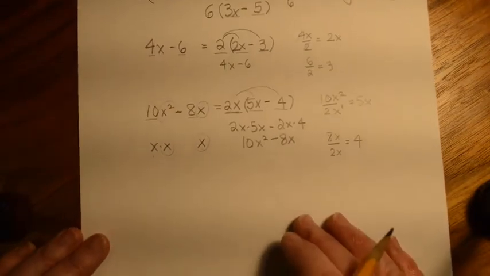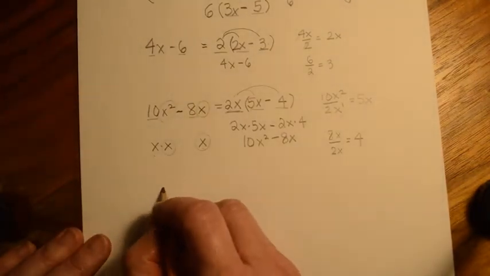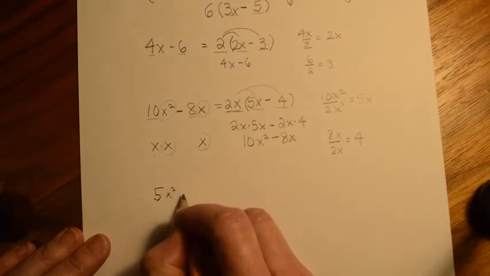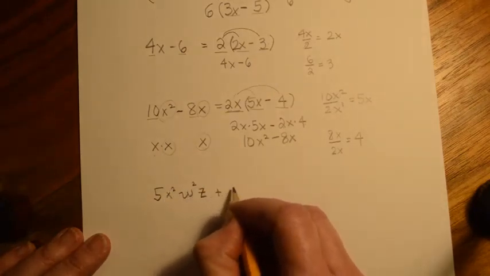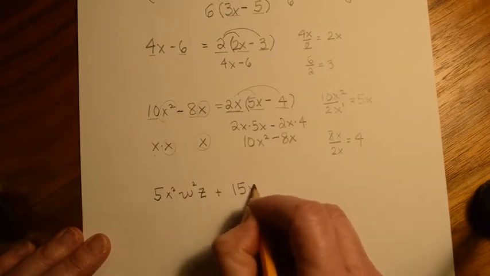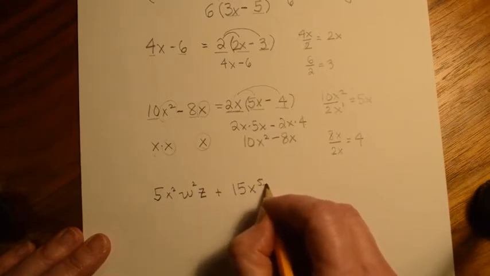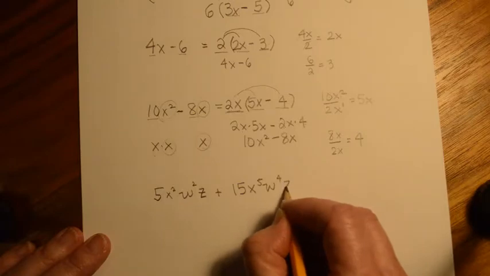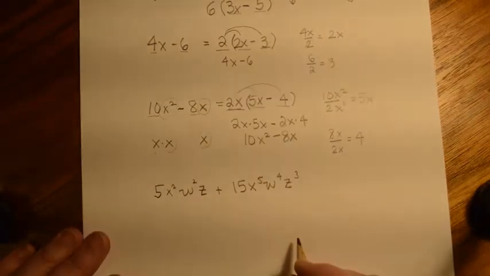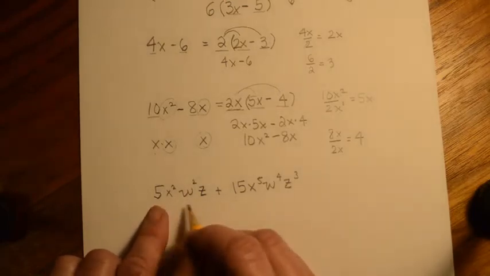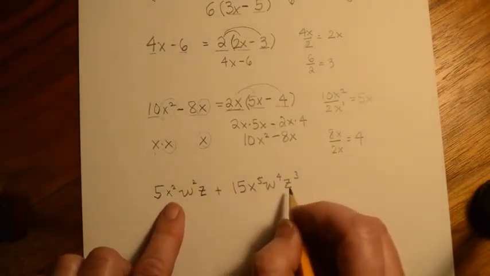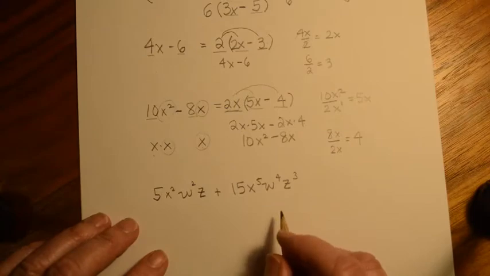Okay, let's try another one. 5x squared w squared z plus 15 x to the 5th w to the 4th z to the 3rd. Right, this looks a little bit daunting because there's a lot of variables in here with a lot of exponents, but again, let's just take it one step at a time.